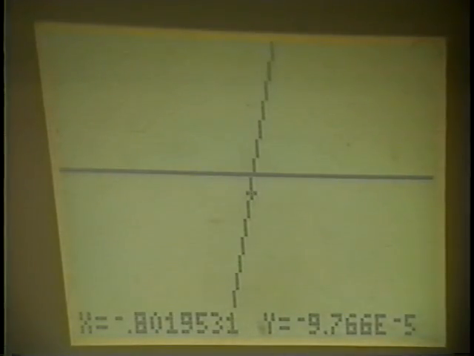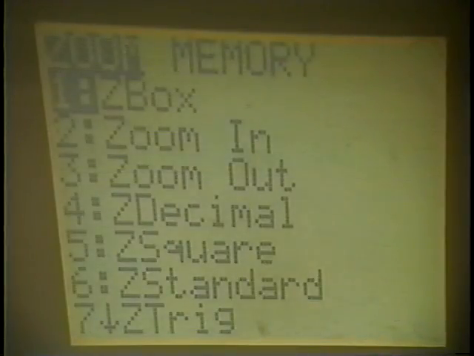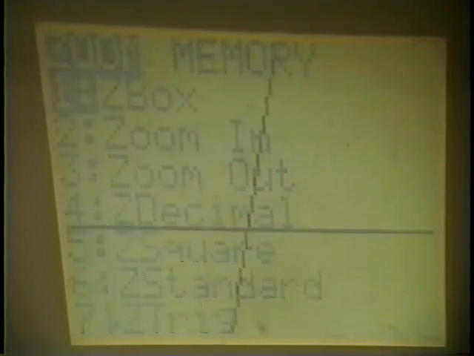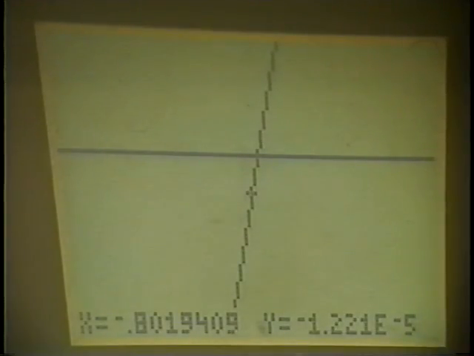And now it's a little off. I hit trace, and I move it a little up. Zoom 2, enter. And I hit trace, and I move it a little down to get to that area. Zoom 2, enter. And again, trace it, move it a little up. Of course, I'm getting better accuracy each time.